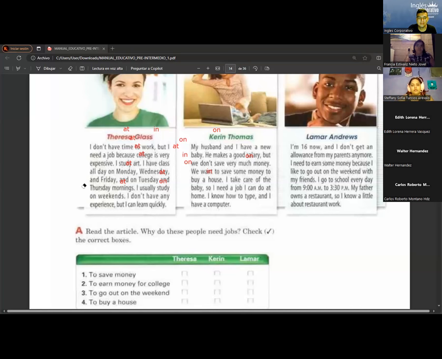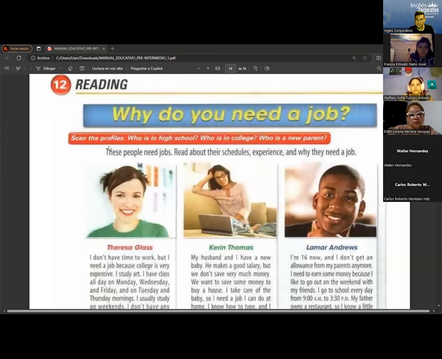Okay, dice, vamos a tener esa conversación. Dice, these people need jobs. Read about their schedules, experience, and why they need a job. Why do you need a job? Who is in high school? Who is in college? Who is a new parent? These people need jobs.